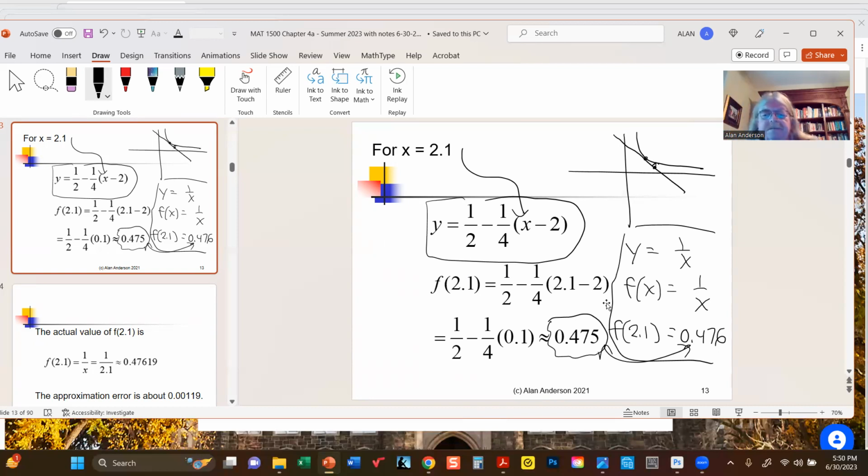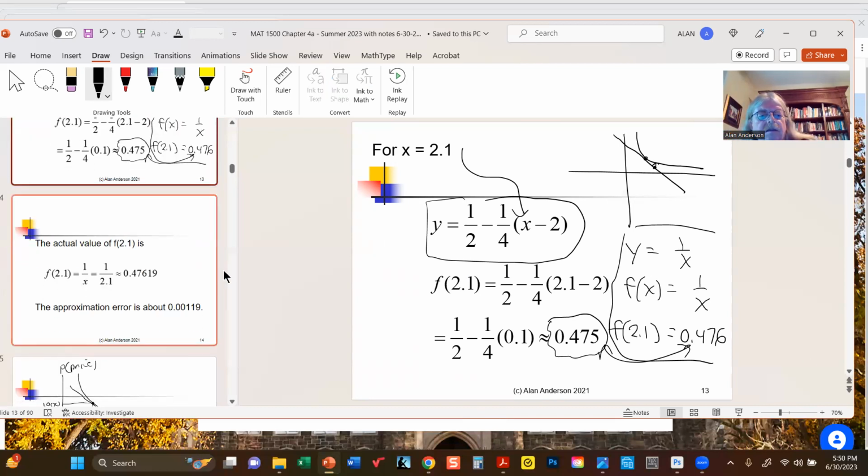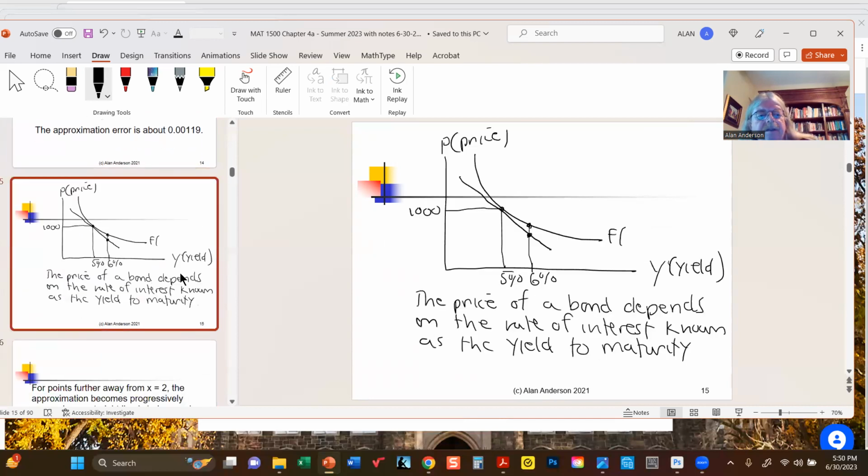Now you might want to know, why would you ever want to do this? Well, here's an example from finance. What you're seeing here is a curve that represents the relationship between the price of a bond and a specific rate of interest called the yield to maturity. And what this curve tells me is that with high prices, the yield is low, and with low prices, the yield is high. In other words, they're going in opposite directions.